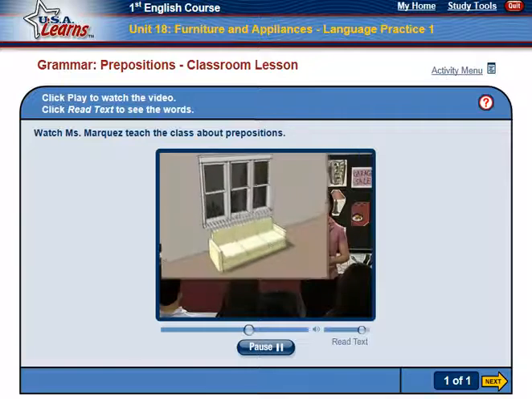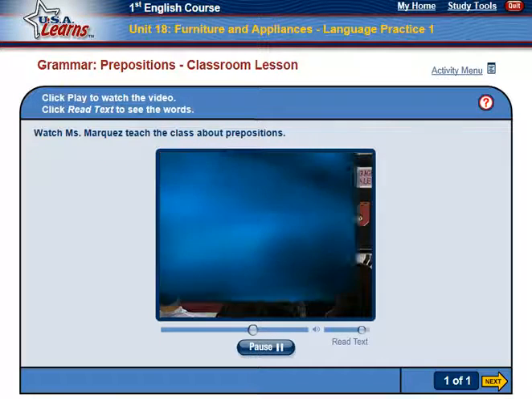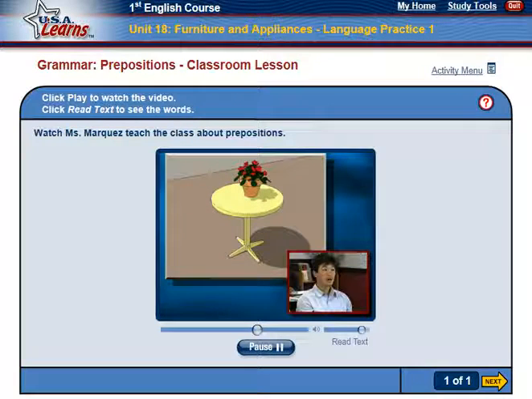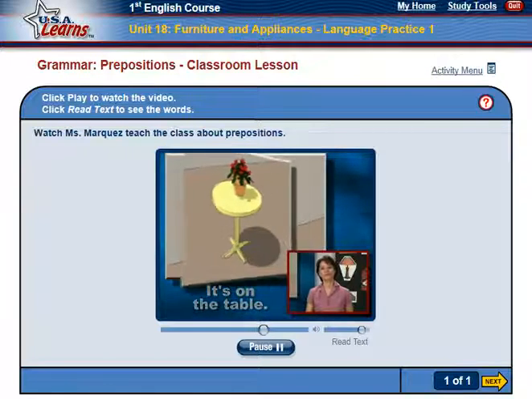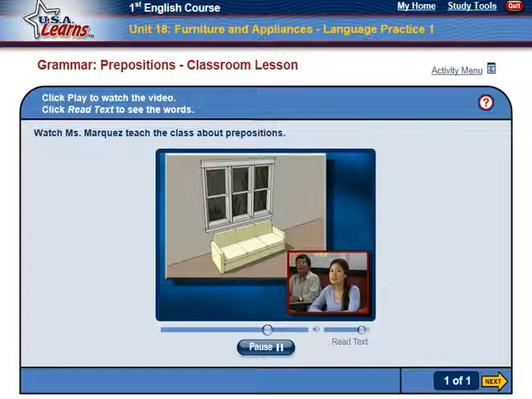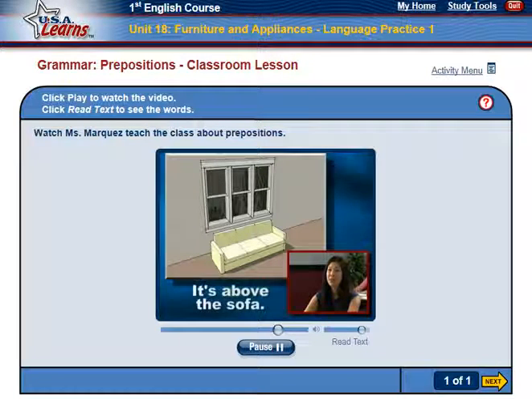Now let's practice using the prepositions. Shinjun, where's the plant? It's on the table. Yes. Yingli, where's the sofa? It's under the window. Very good. And where's the window, Lin? It's above the sofa.